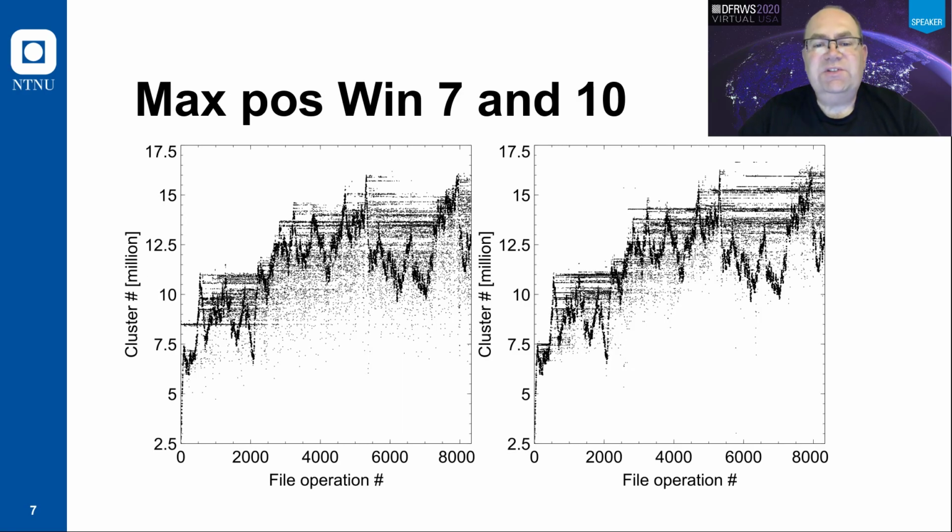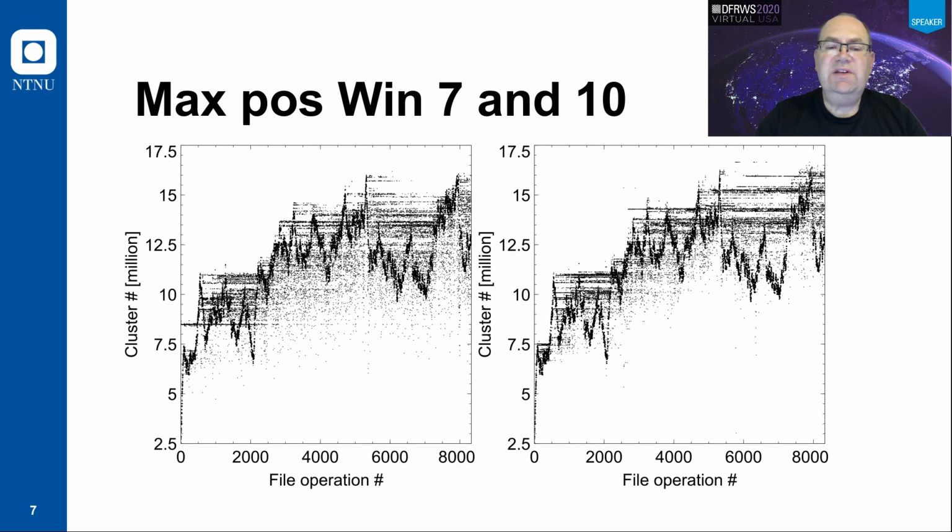In the maximum position, we see that for Windows 10 machines, the maximum position tends to be more spread out. This bold line shown is the file system utilization. As I said, it's the maximum size, or this cluster size in clusters of a 64 gigabyte disk is approximately 16 million, yes.